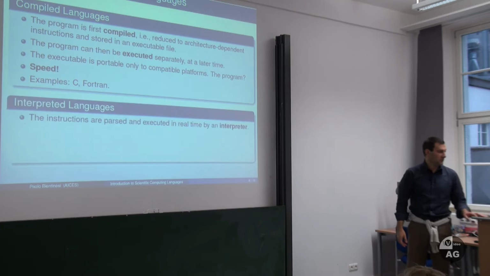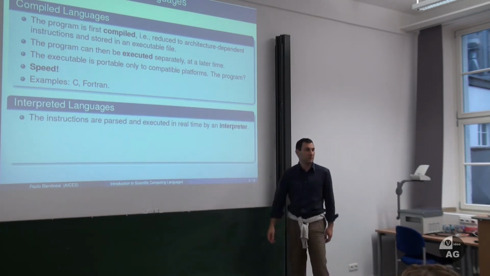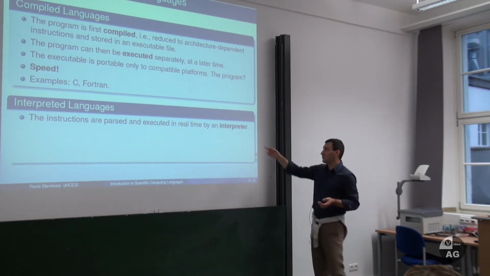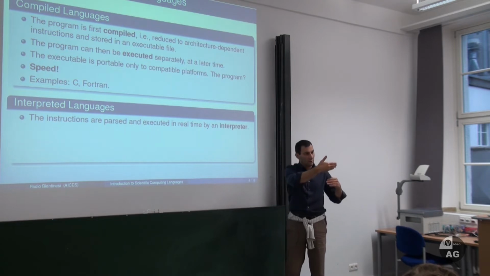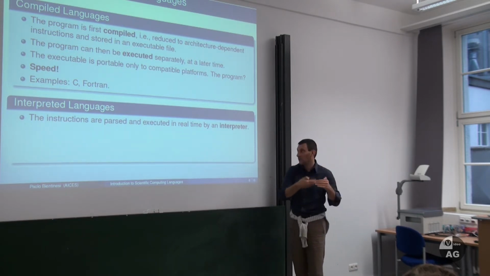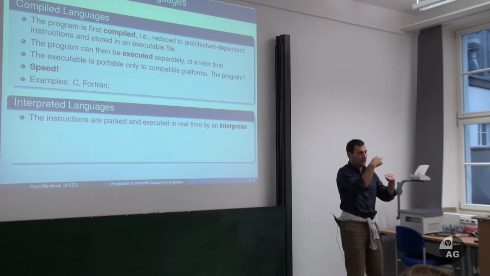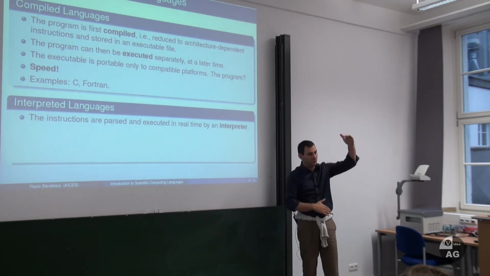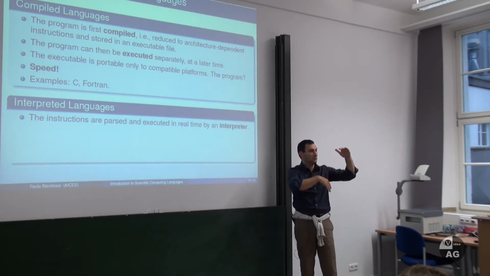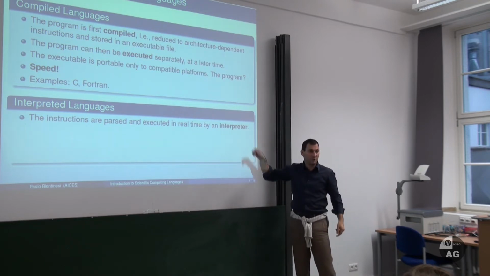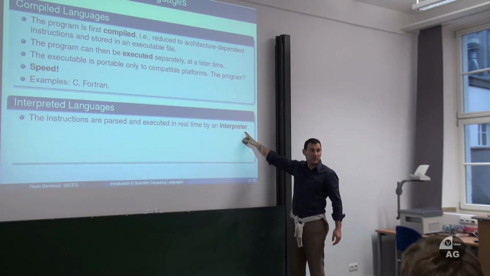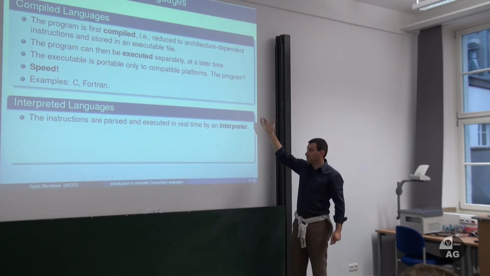Now let's go on the other end of the spectrum. We have interpreted languages. You start with a program, and there is an interpreter that goes through the instructions of this program and tries to execute them one by one after another. So the compiler had the possibility of looking at your full program and trying to do optimizations. The interpreter looks at one instruction after another. So for sure the interpreter cannot optimize your program as much as a compiler can.